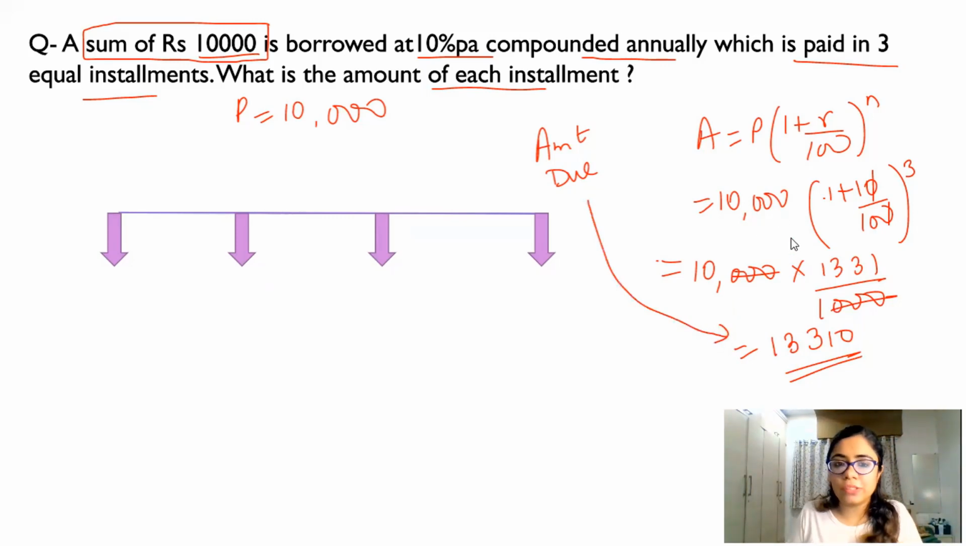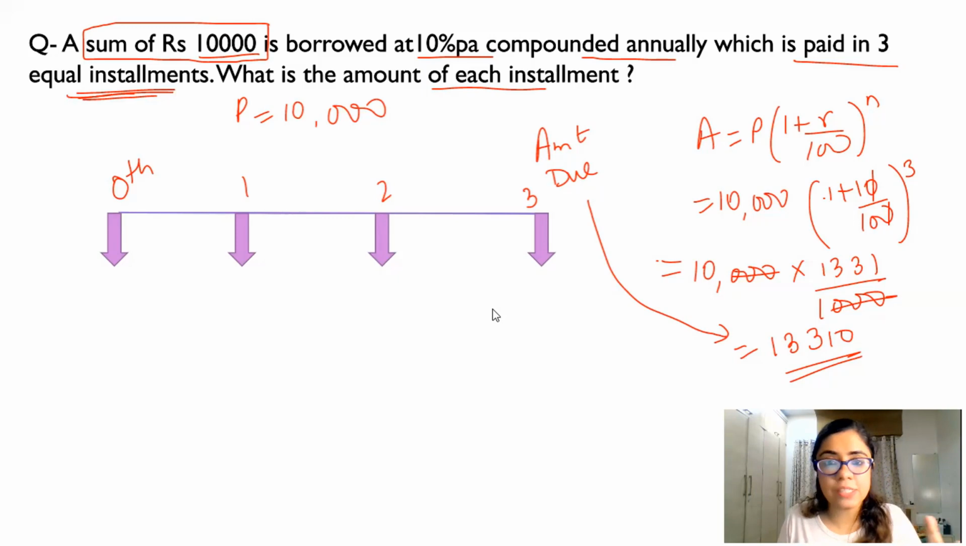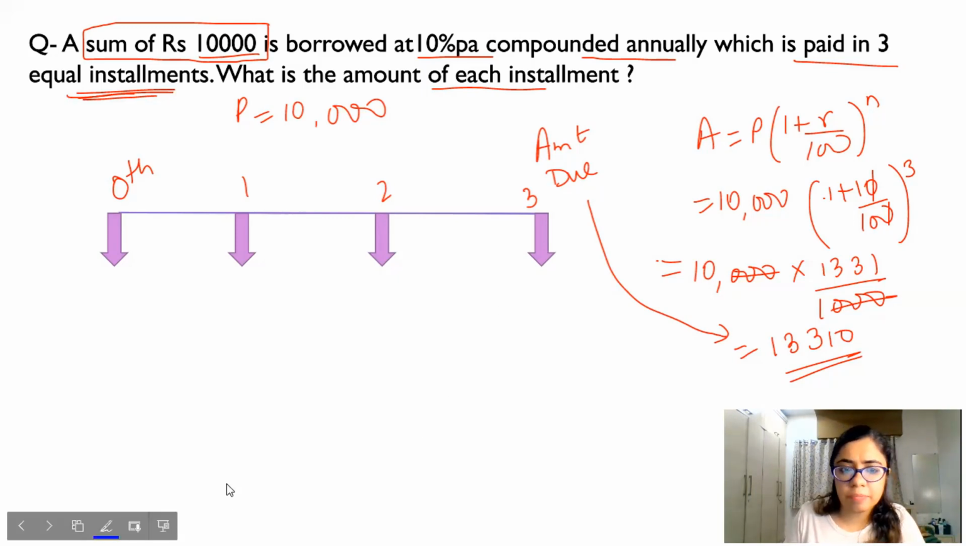Now we'll do our normal procedure. So this is your 0th year where I've taken the loan. First year, second year, third year. It's already given that it's an equal installment. But just remember, it is at compound interest. It is not at simple interest. So what will you do? Use the compound interest concept.